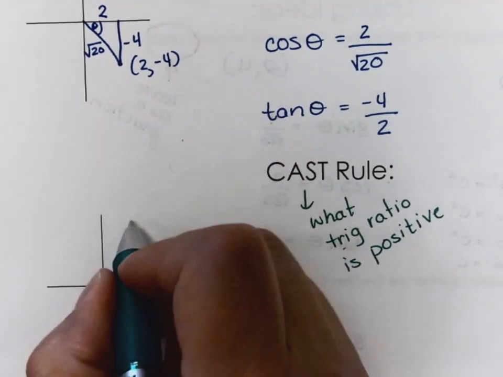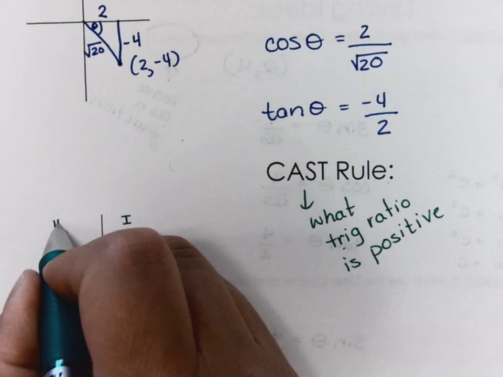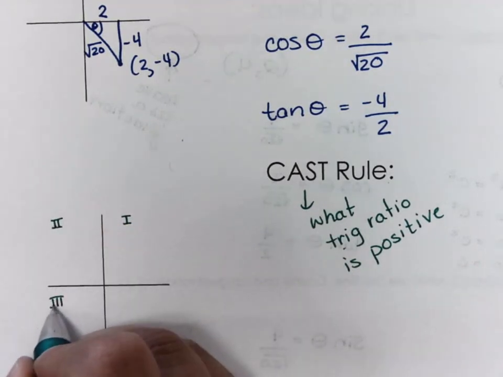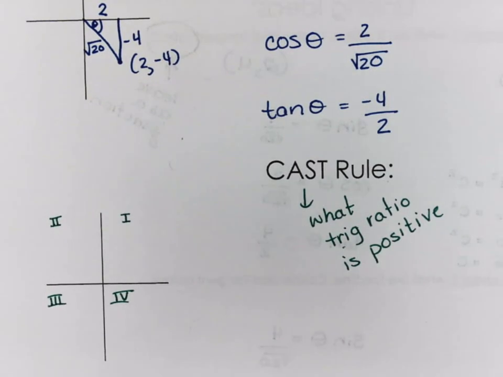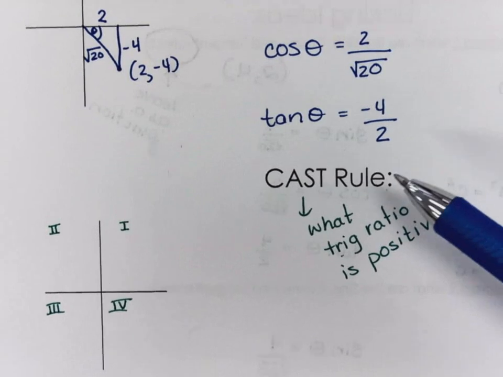Okay, so we know that this is quadrant 1, this is quadrant 2, this is quadrant 3, and that's quadrant 4. And again, I'm not tied to the Roman numerals. If you want to label them with Arabic numbers, 1, 2, 3, 4, that's fine, no problem there. Okay, so maybe let's work backwards.